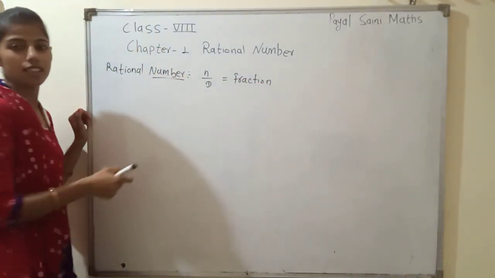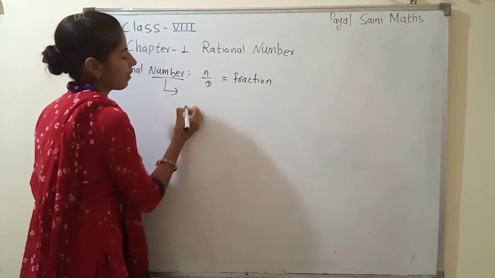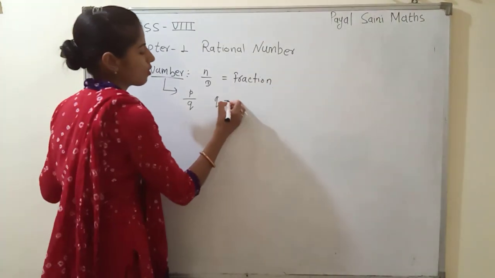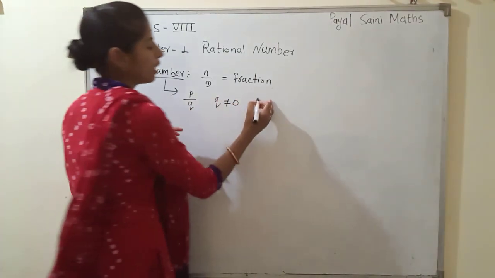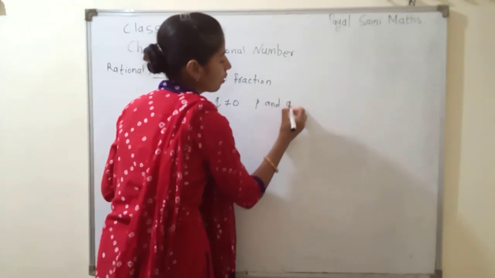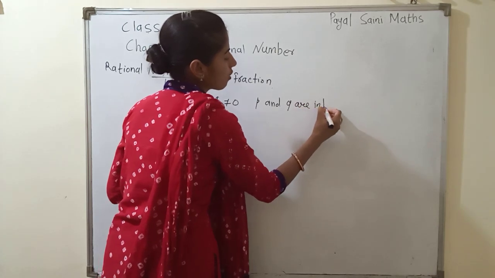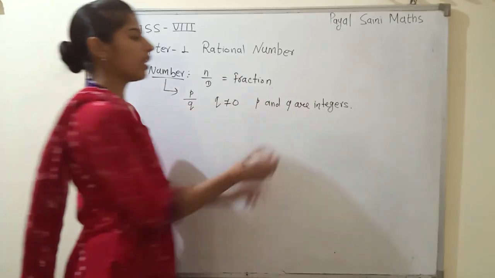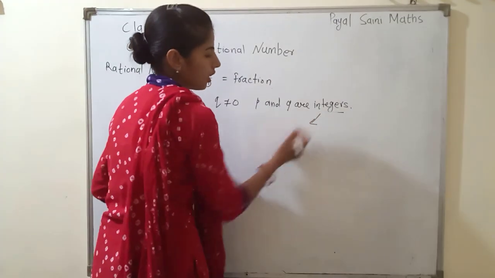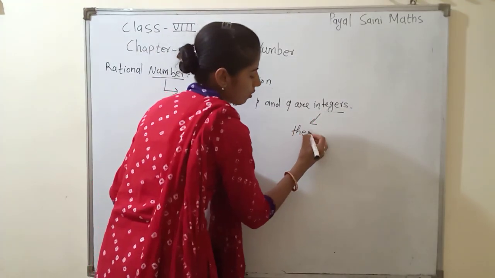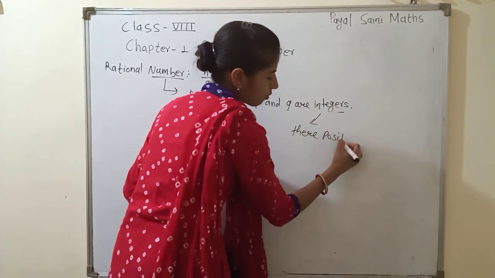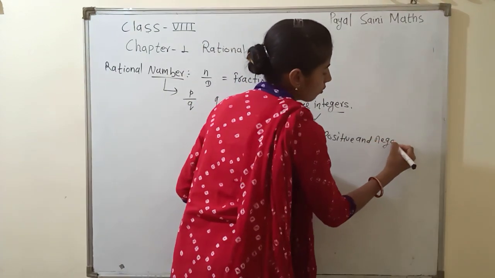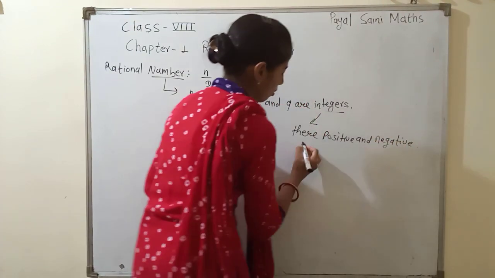In rational numbers, the number is written like p by q, where q is not equal to 0 and p and q are integers. Now you ask me, what is the meaning of integers? Integers are positive and negative numbers.